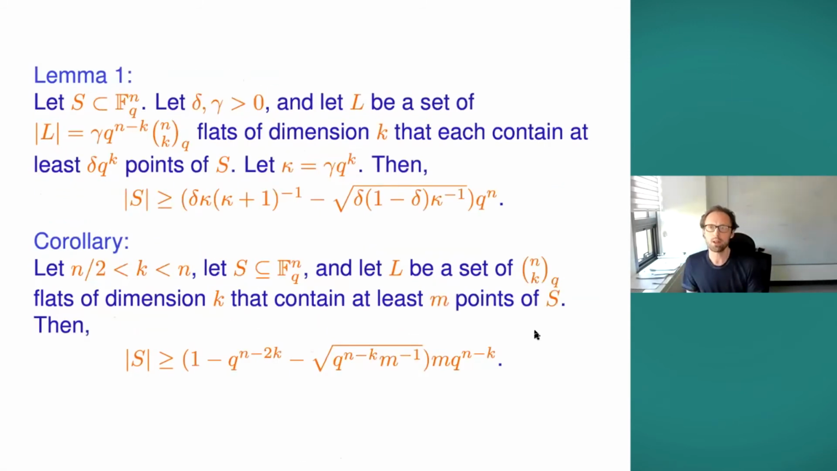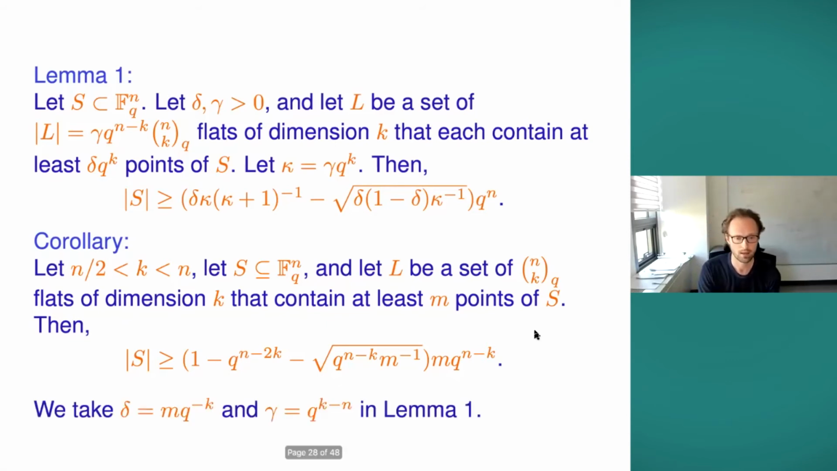So just applying this theorem without any use of the polynomial method, we can get some non-trivial results for our original problem for flats of sufficiently high dimensions. So here we're going to say that k is large, at least n over 2. So we're dealing with subspaces that have more than half the overall dimension.